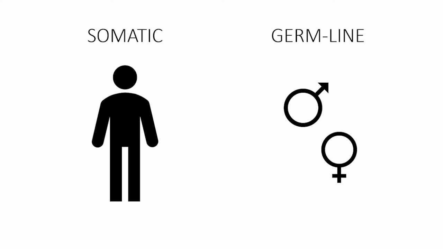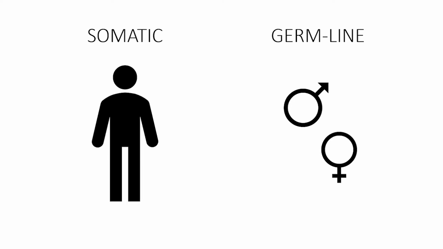So, mutations are generally classified into two areas based on where they happen in your body. Somatic mutations take place in your body's cells, such as your hair, your skin, and your other organs, and germline mutations take place in your gonads, the region where you produce gametes. Now, somatic mutations generally are not passed on to offspring, but because germline mutations take place in the gametes, they can be passed on to your offspring.